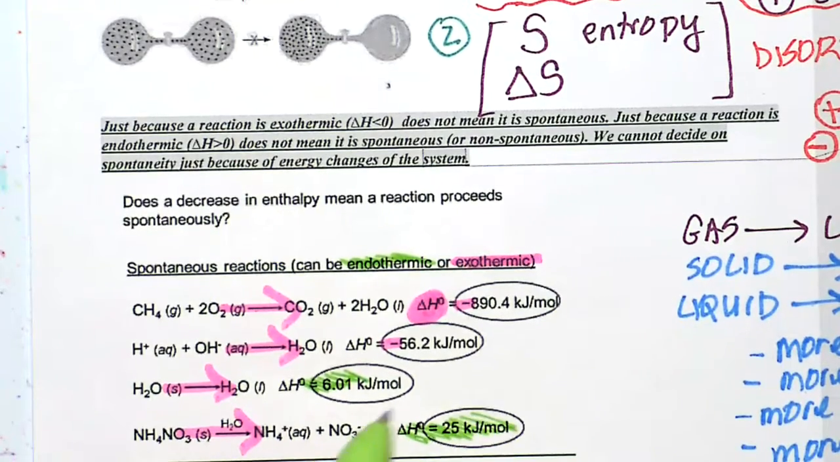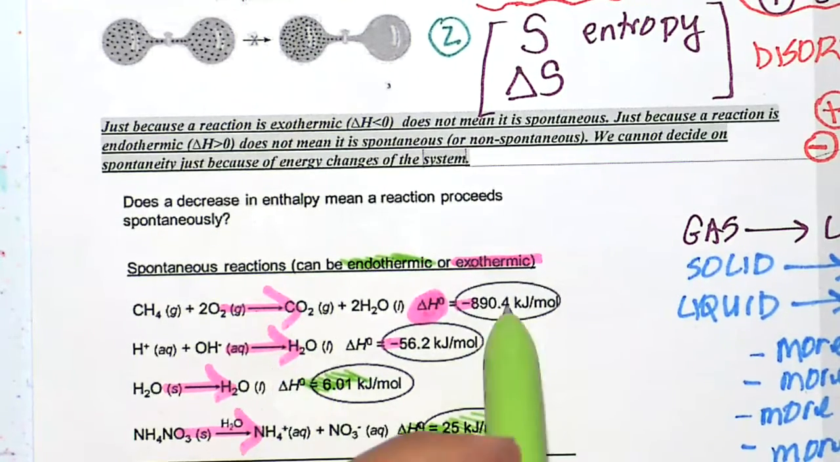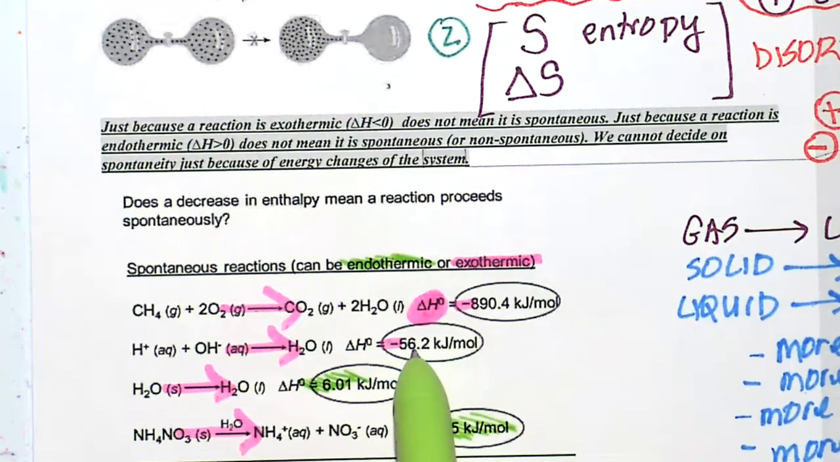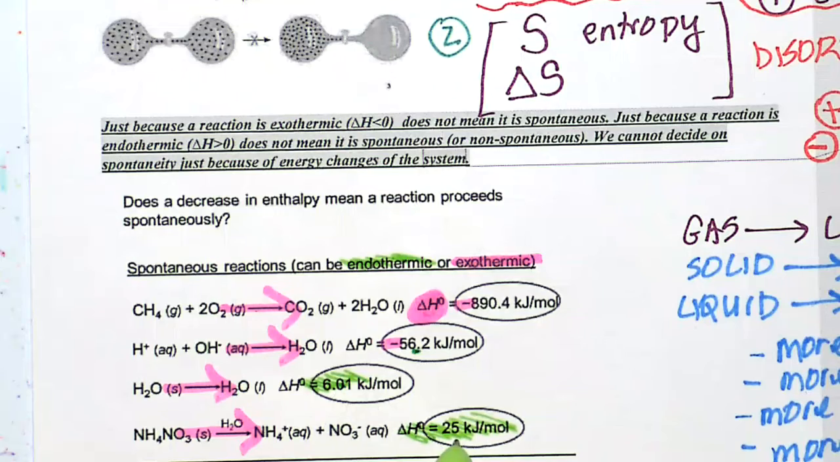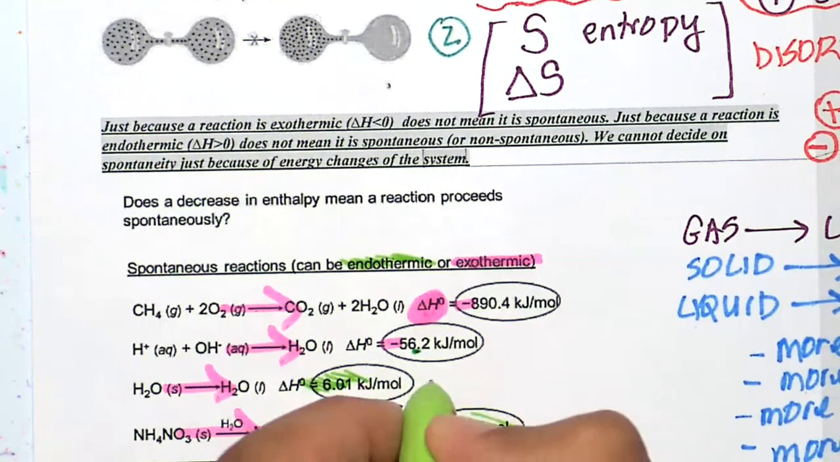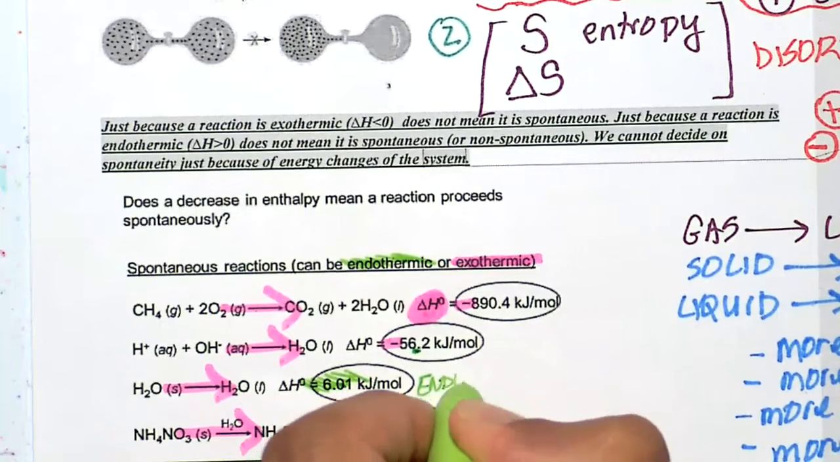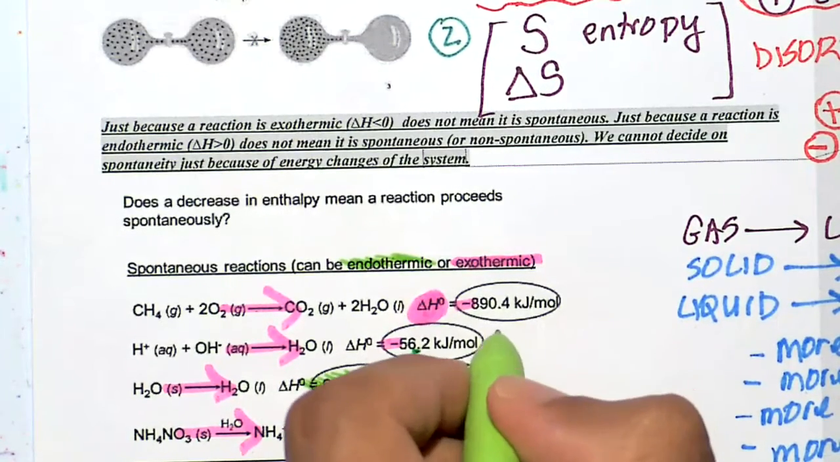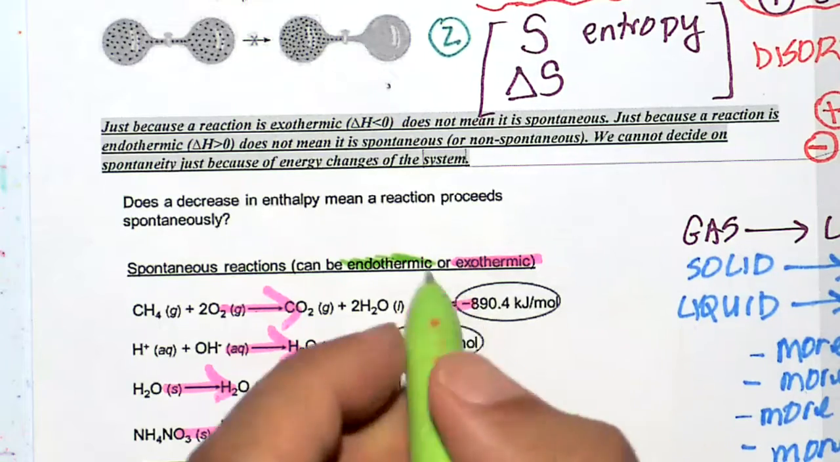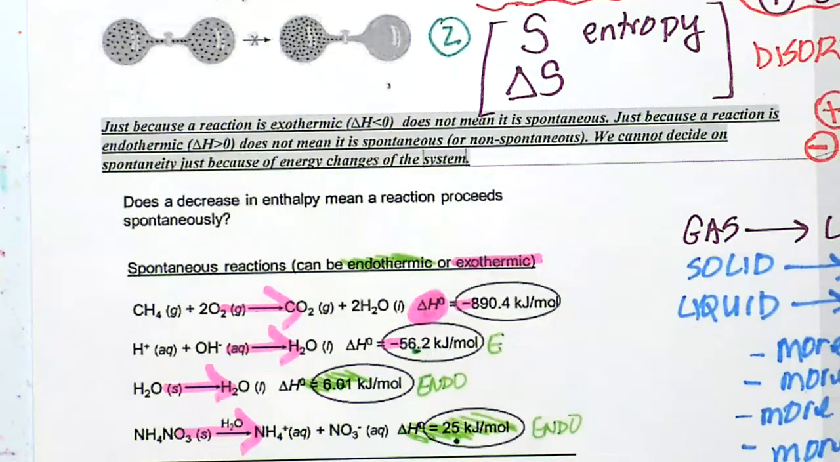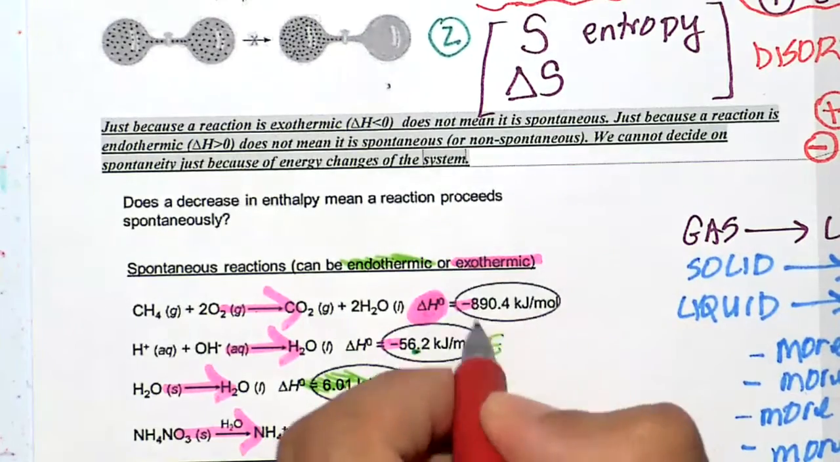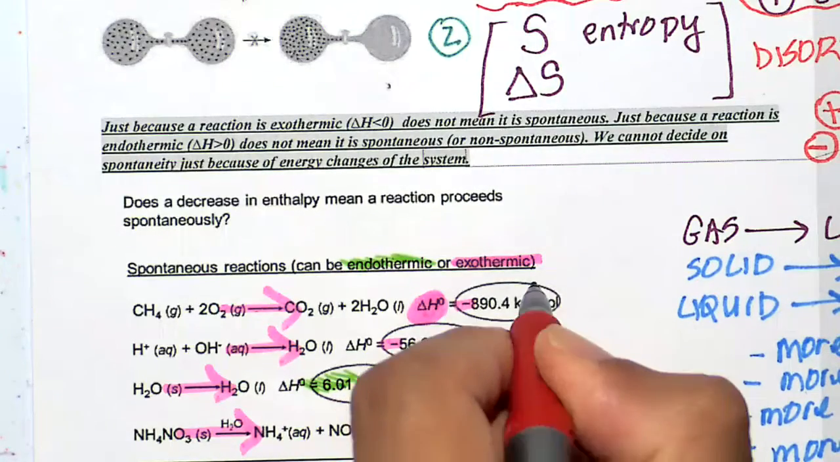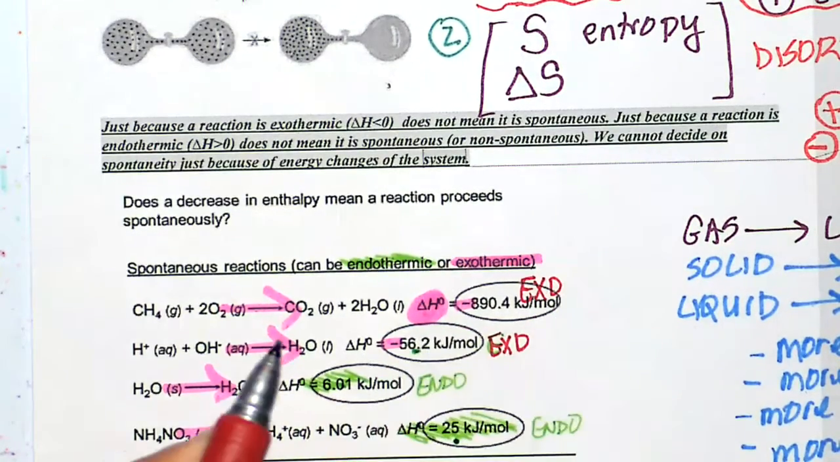Okay. So here we have the first two reactions exothermic. You guys agree? It's a negative. Reaction 3 and reaction 4 are endothermic. You guys agree? It's a positive value. So this would be an endothermic reaction. This would be an endothermic reaction. Looking at delta H now, this would be an exothermic reaction. This would be an exothermic reaction.